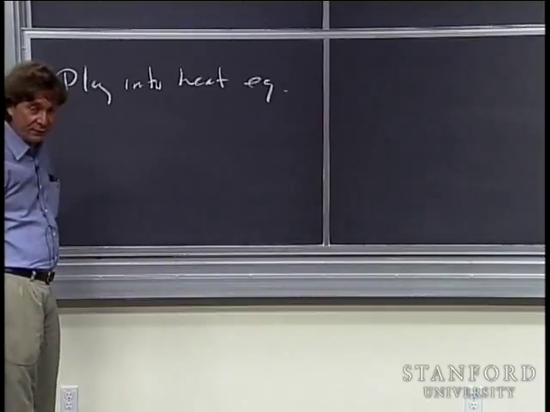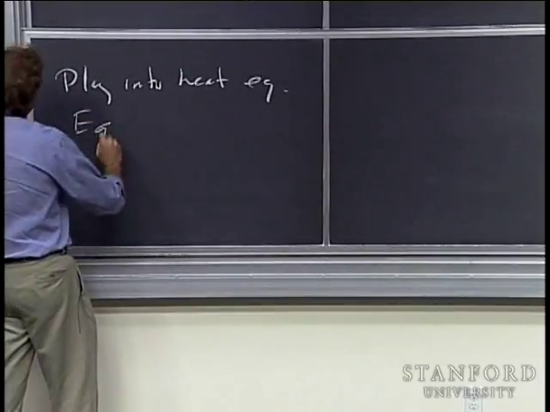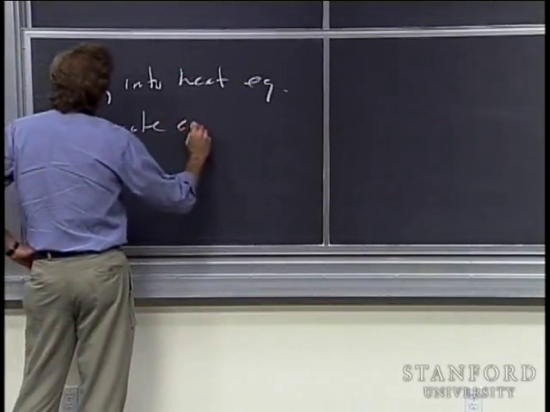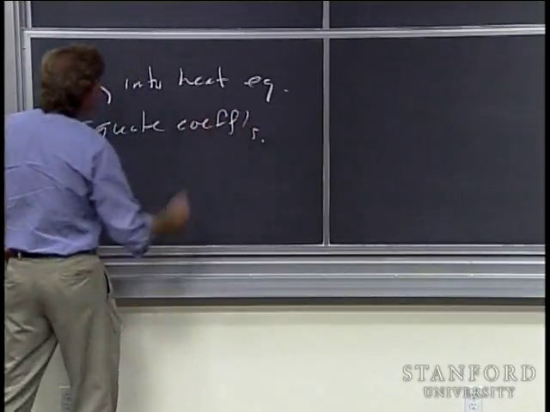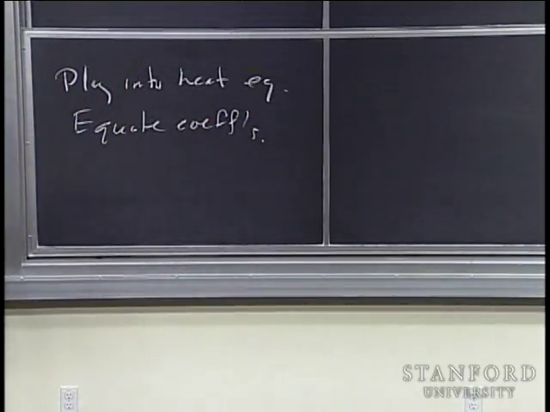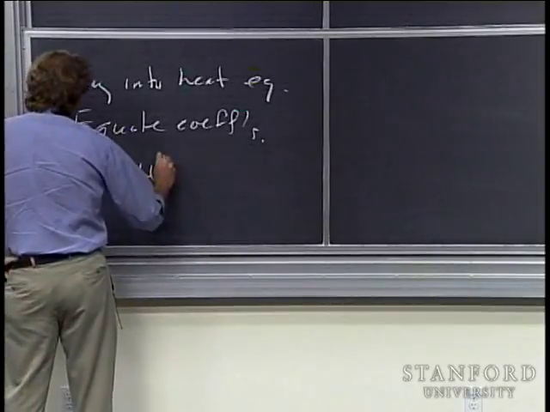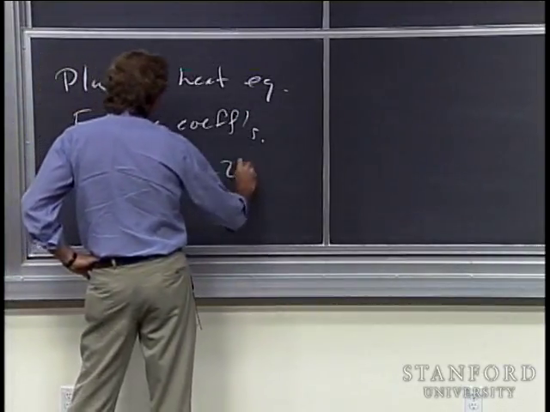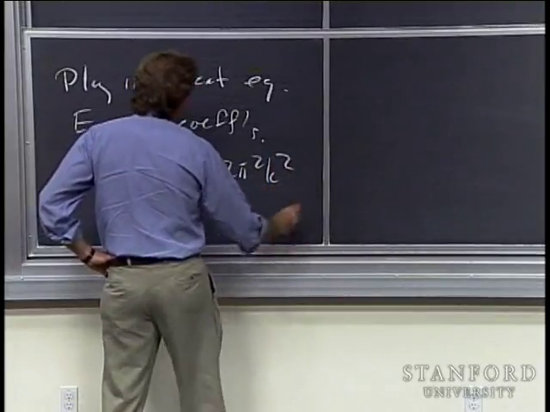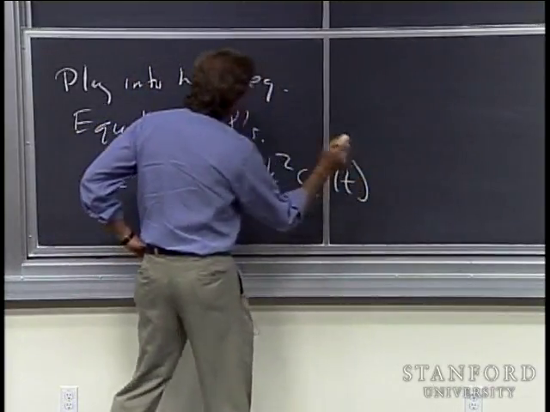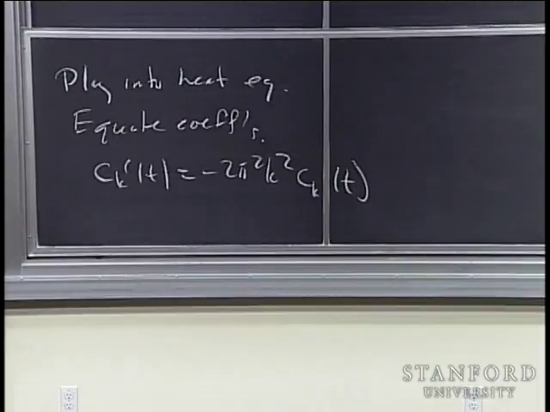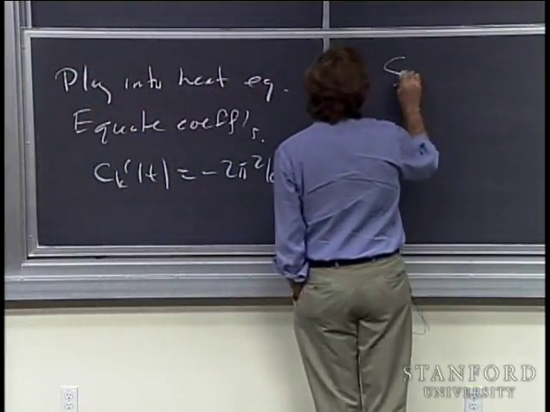And you get an ordinary differential equation for the C's, for the coefficients. The C's are the unknowns there, all right? So you get this equation. You get c_k prime of t is equal to minus 2 pi squared k squared times c_k of t. All right? That's a simple ordinary differential equation, and we know how to solve it. So it's a simple ODE.